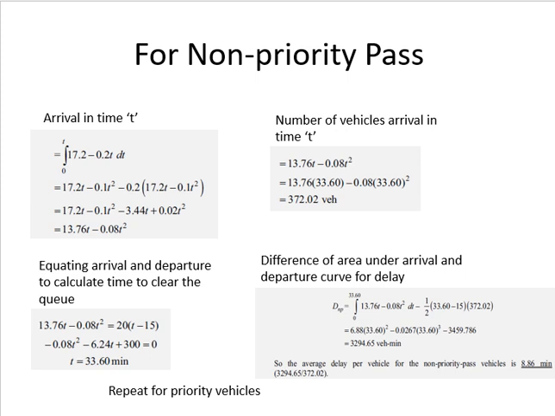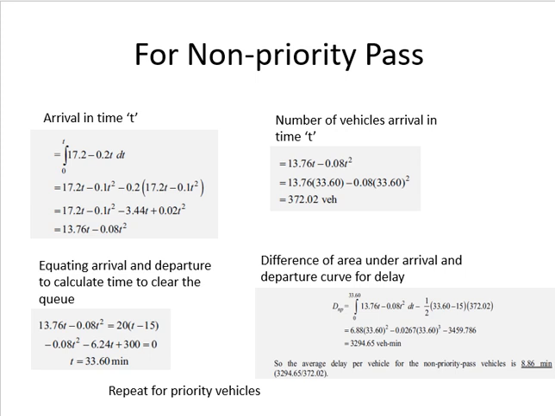Okay, 33.6 minutes. How many vehicles arrive in 33.6 minutes? I have the arrival equation. Now I know the time. I put the time here. I know how many vehicles arrive in this much time. Clear? Okay.